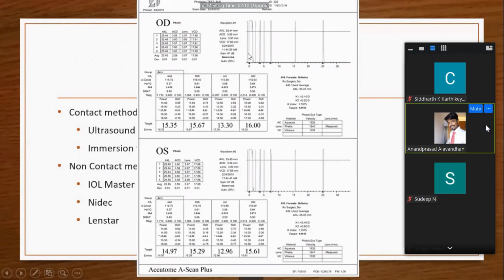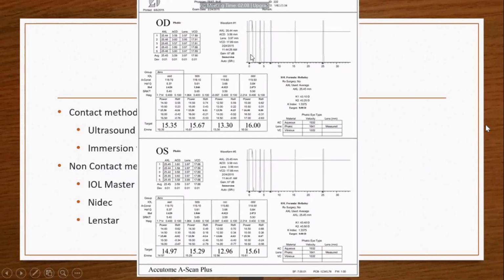give an idea. This is the cornea, then the anterior lens capsule. This is the posterior cornea. This is the anterior lens capsule, the posterior lens capsule. Starting from here, this is the RPE and this is the internal limiting membrane. Mostly this ultrasound will give readings until the RPE. In some cases they will give till the sclera also.